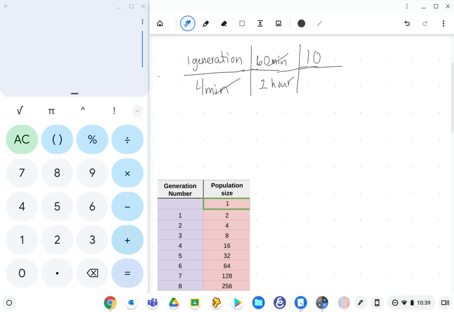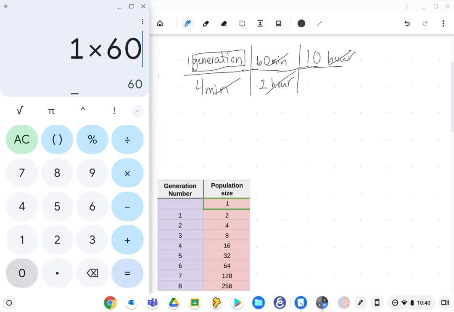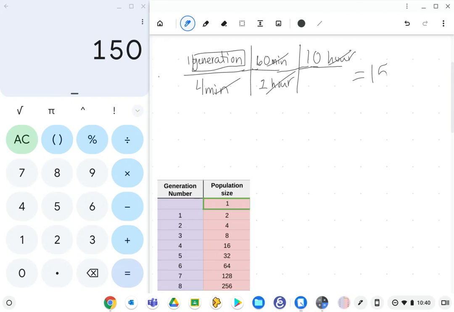And then we know that they're going to divide for 10 hours. So now our unit of hours disappeared and we're left with a unit of generations. And we just multiply 1 times 60 times 10. And then we would divide that number by 4 times 1, which is 4. So 1 times 60 times 10 gives us 600, divided by 4 tells us that there's been 150 generations.